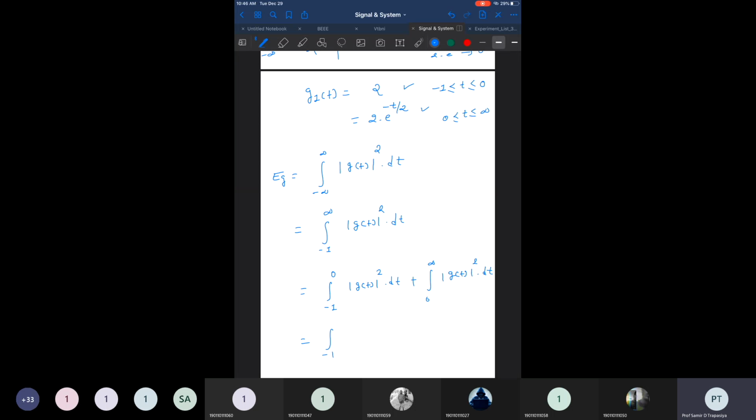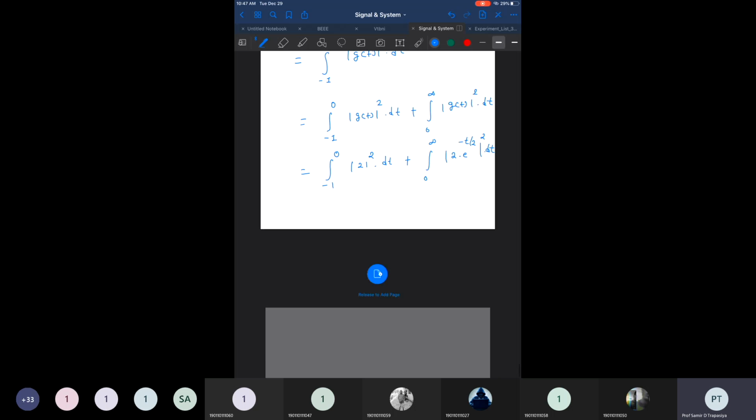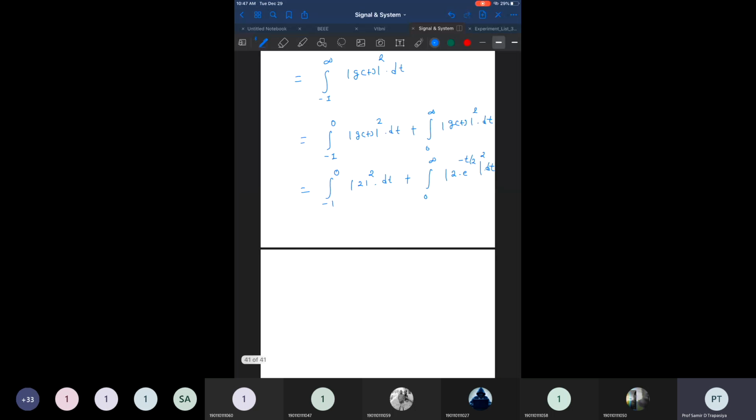So from minus 1 to 0, the function has an amplitude of plus 2, so we have the integral of 2 whole square dt. For the other half, 0 to infinity, it is 2 into e raised to minus t half, whole square dt. If we integrate this, from minus 1 to 0 its integrand is 4, and from 0 to infinity its integrand is 4 into e raised to minus t dt, right?